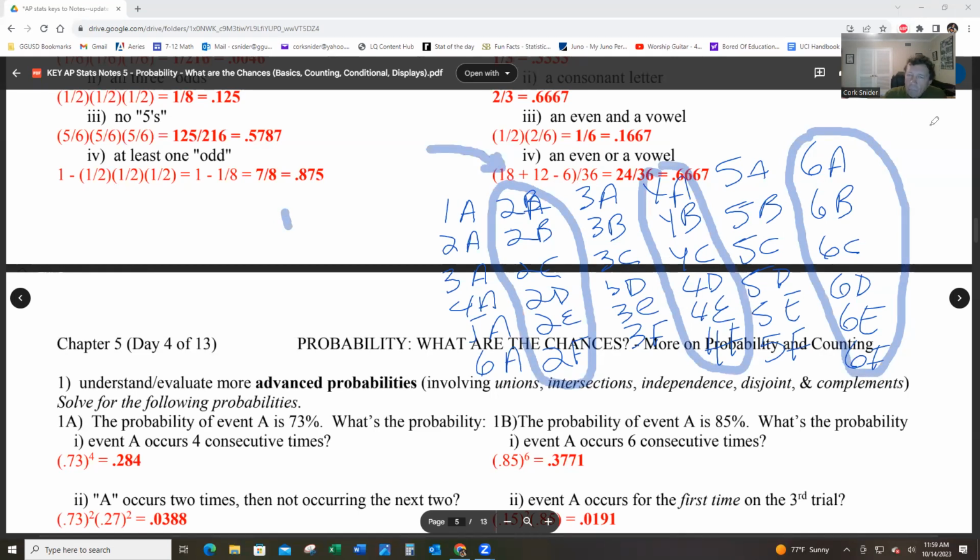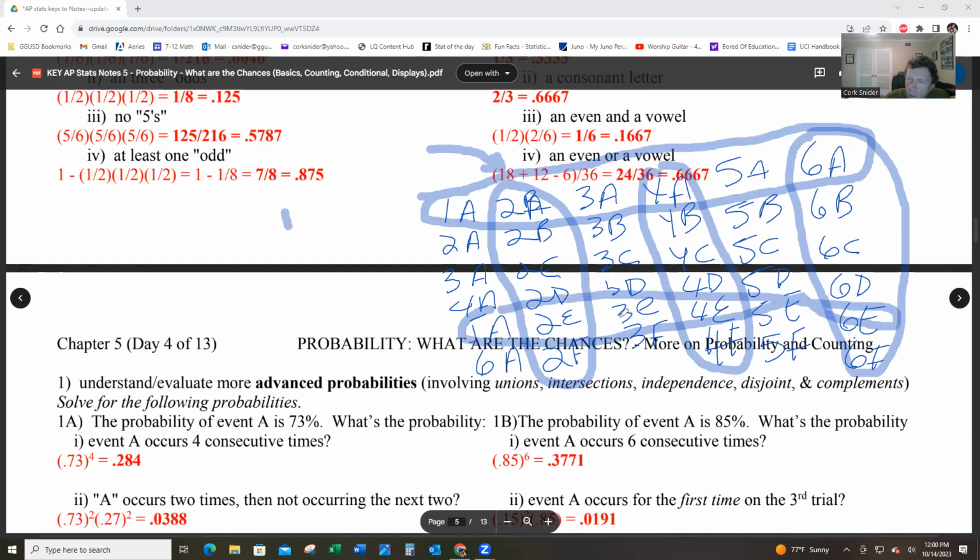Okay. Or a vowel. A vowel is an A or an E, correct? So all of these, there are 6 of those, and E's right here. And there are 6 of those. All the E's. So that's where you get 12 of those. So 18 and 12 is 30. There are 30 that are even or a vowel, but we double counted.